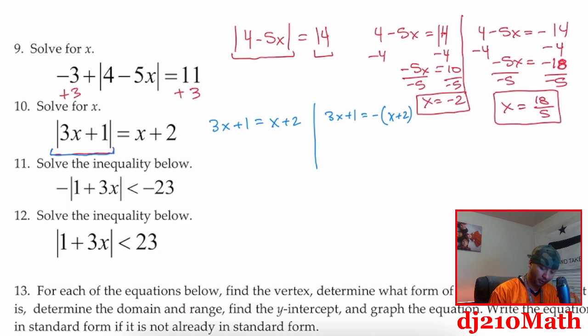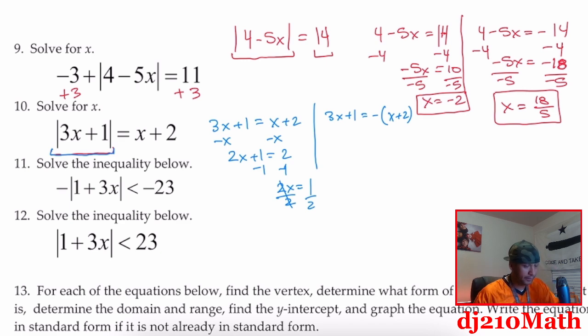So combining like terms, minus x, we get 2x plus 1 equals 2. We subtract 1 from both sides. We get 2x is equal to 2 minus 1 is 1. Divide both sides by 2. x is equal to 1/2. Now, the only difference is here, we just can't say, okay, yeah, this is the answer. Here, because there was a variable outside the absolute value, we have to check our answer.